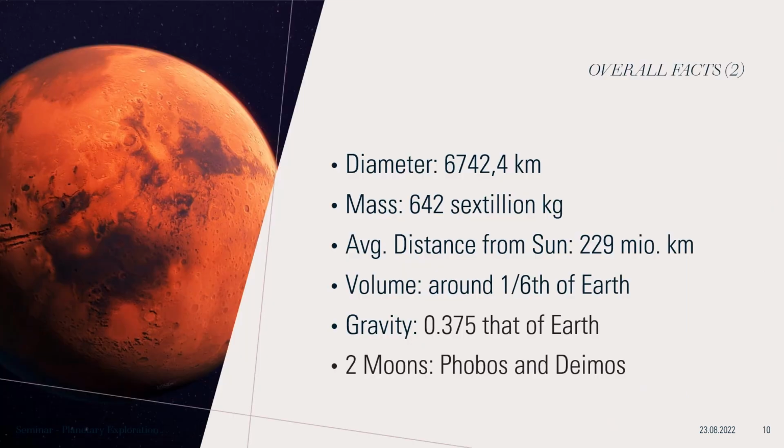And last of all, we're going to talk about the 2 moons of Mars, which I thought was pretty interesting because I didn't know in the first place that Mars even had moons. So it has 2 moons, which are called Phobos and Deimos.